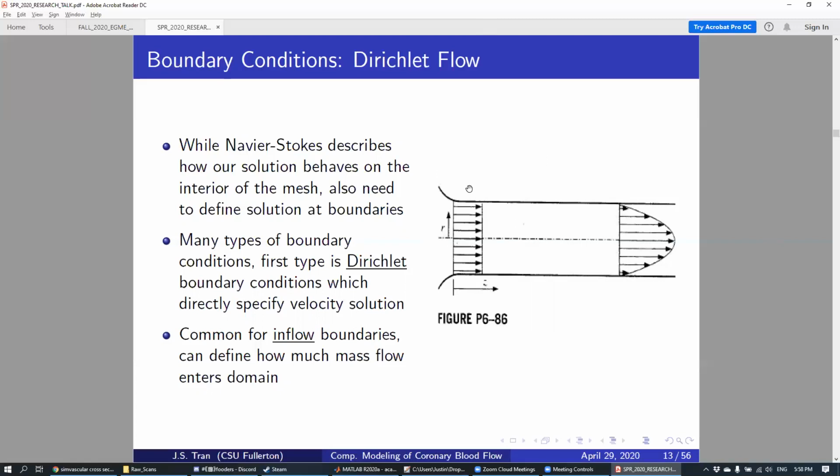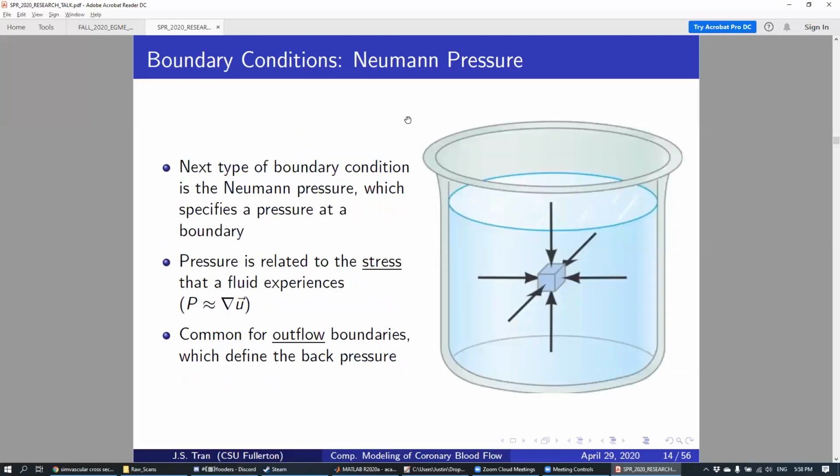This is nice because it allows us to specify how much mass flow is going to be entering our domain, which is always going to be an important parameter. So how much mass flow or how much volumetric flow is entering your domain.